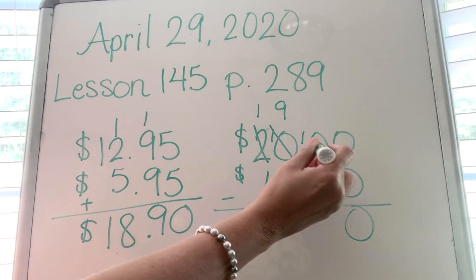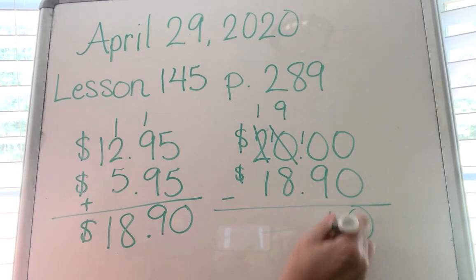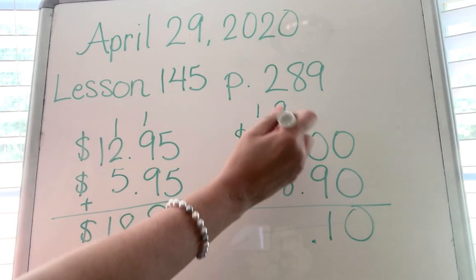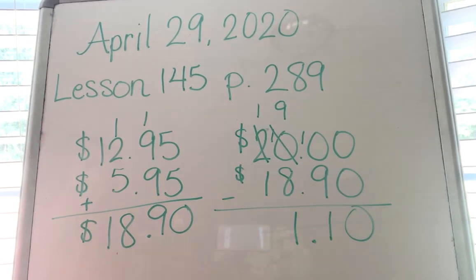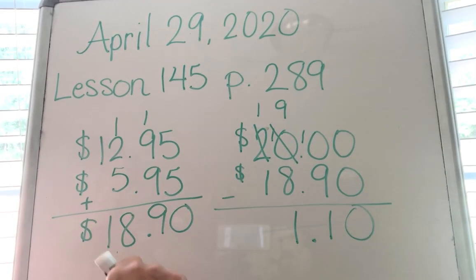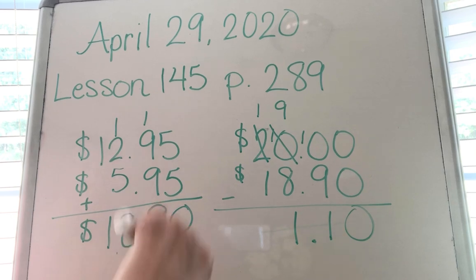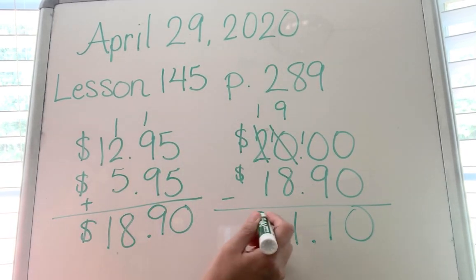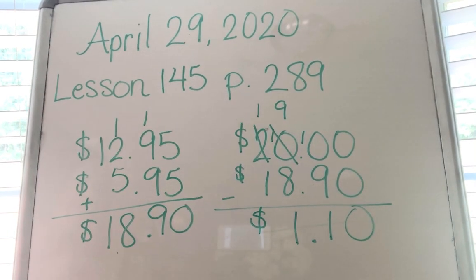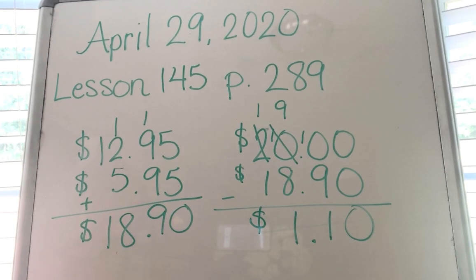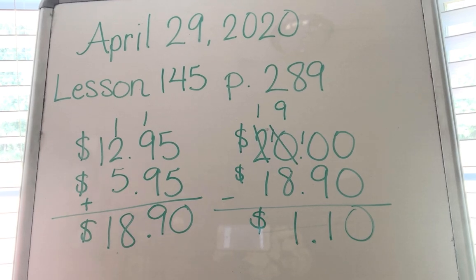All right, 10 minus 9 equals 1. 9 minus 8 equals 1. All right, and we know that 1 minus 1 equals 0. You do not need to write that 0. We'll just let that be understood and put our dollar sign in there. And $1.10 is how much money James is going to have left after purchasing the t-shirt and the jeans. All right? So you can fill those answers in.